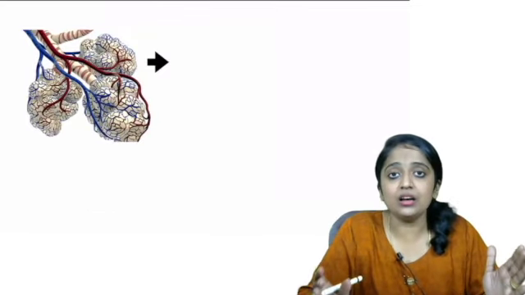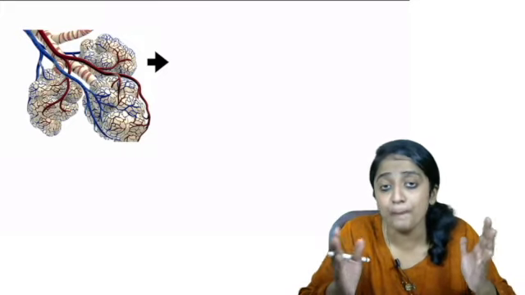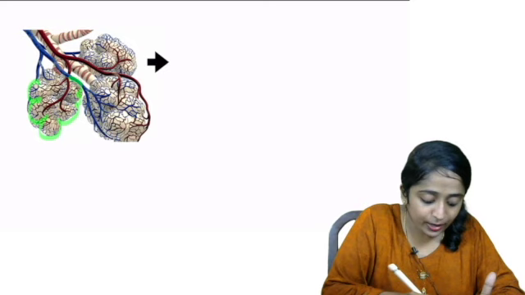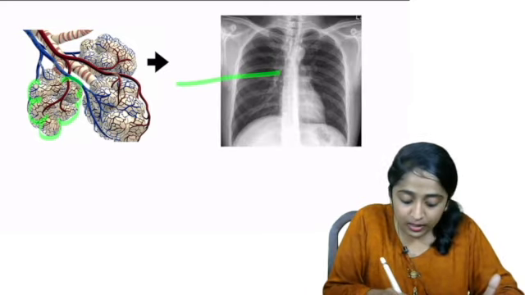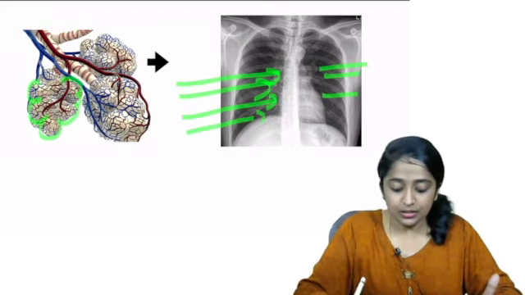So why does the lung give such an appearance? This is because the lung is made of a number of alveoli together, and these alveoli have air within. So when the X-ray beam passes through the air, you get black lung fields.